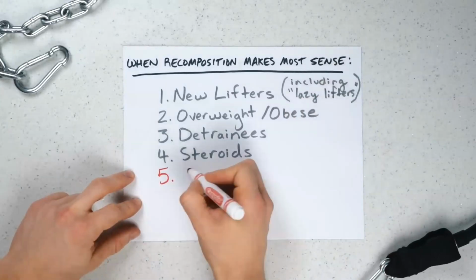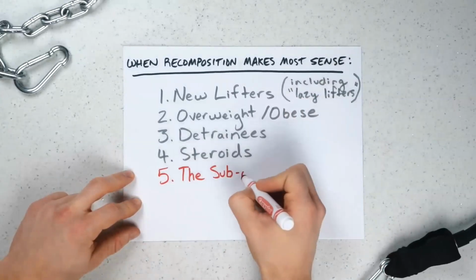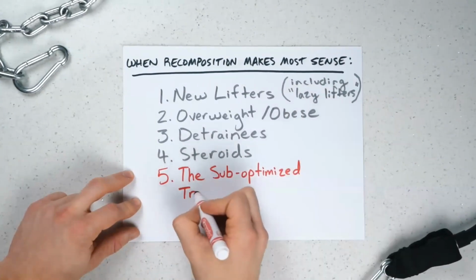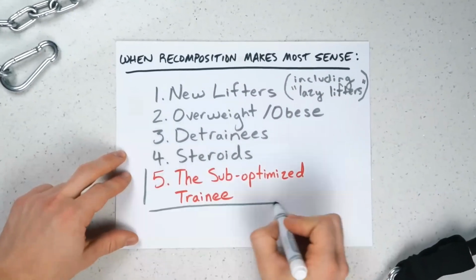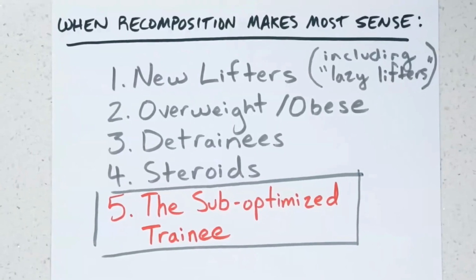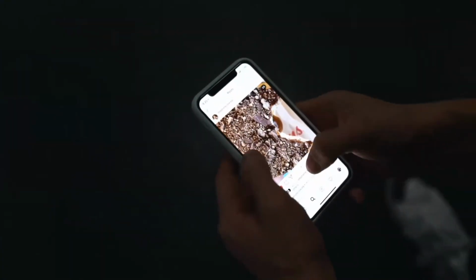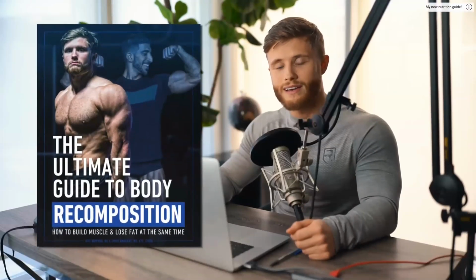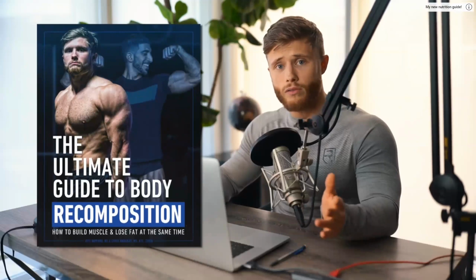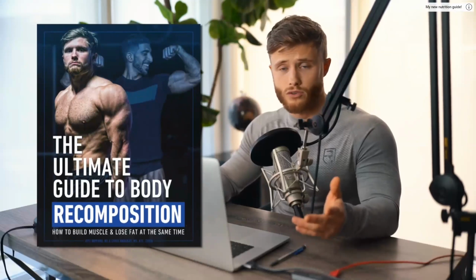I'd also add a 5th category to this list, the sub-optimized trainee. This would include anyone who's been going to the gym for a while, may even count themselves as an intermediate or advanced level lifter by training age, but deep down hasn't really been putting in their best effort with their training or nutrition. And according to my good friend and co-author Chris Barakat, he sees recomposition in his lab all the time, even in more advanced trainees.